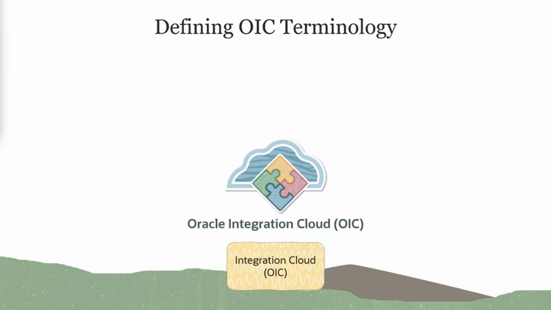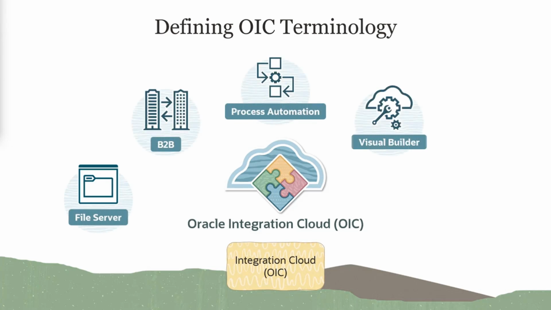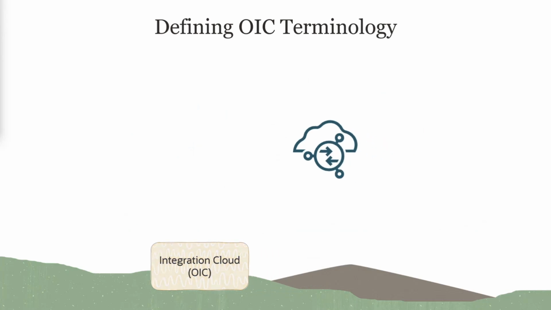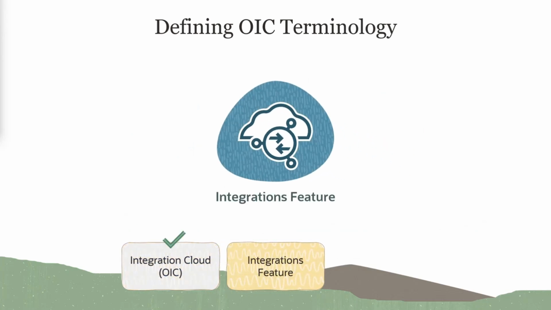First of all, there is Oracle Cloud's Platform as a Service, which is called Oracle Integration Cloud, or OIC. And as we discussed in the previous lesson, while OIC includes a number of different components and capabilities, we explicitly identify 5 distinct features or products: File Server, B2B, Process Automation, Visual Builder, and the Integrations feature, which of course is the main scope of this certification training learning path.